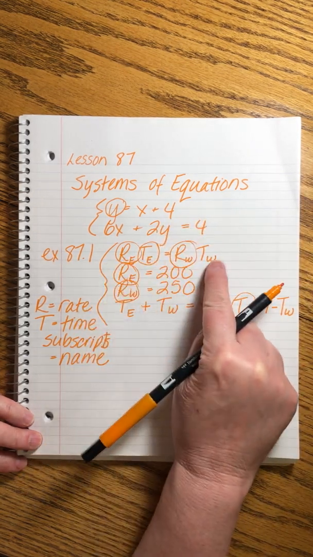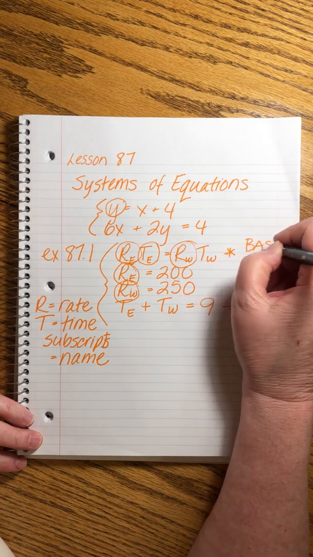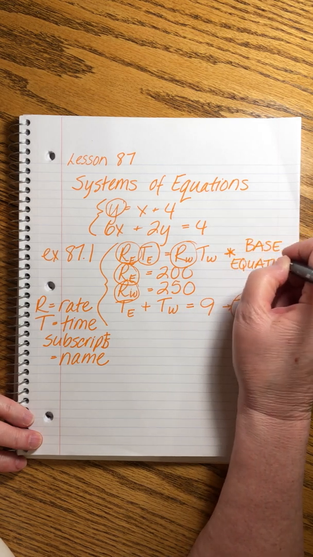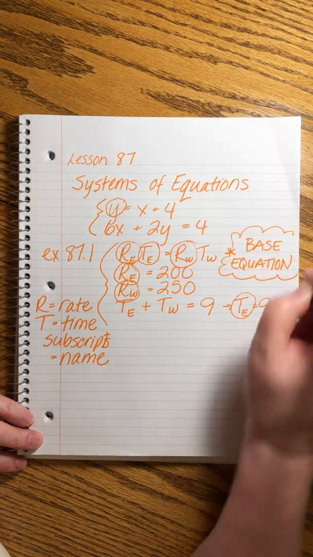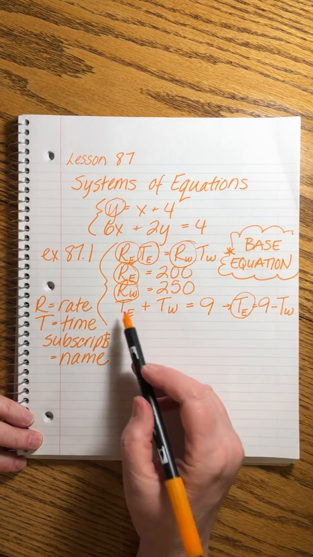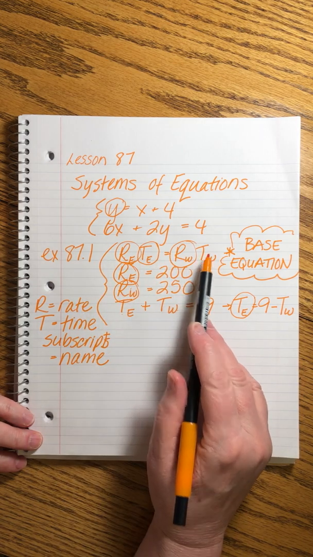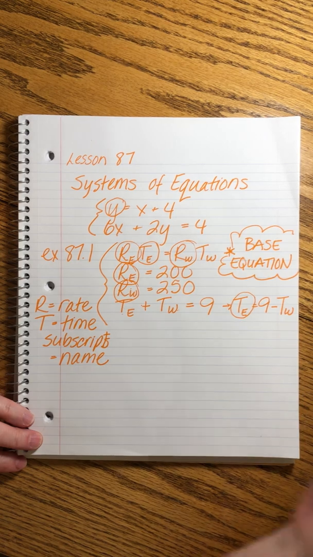By the way, this equation has a special name. I'm putting a star by it. It's called a base equation. We use it as the base, and we plug the other equations into it. How do we know it's the base equation? Because it has the most variables, right? This only has 1, this has 1, this has 2. But this one, and John almost always helps us out by writing it at the top of the list, this one includes all the different letters. So that's how we know it's the base equation.